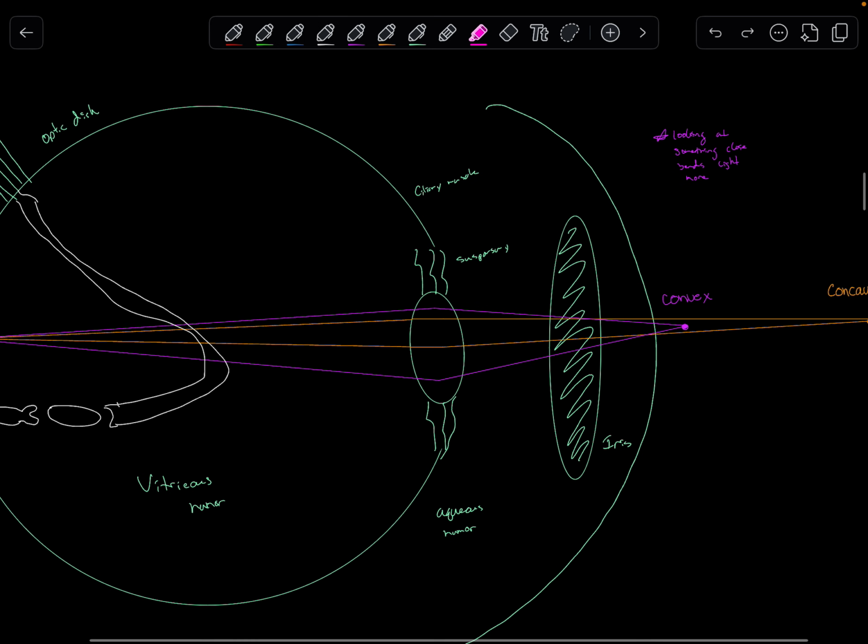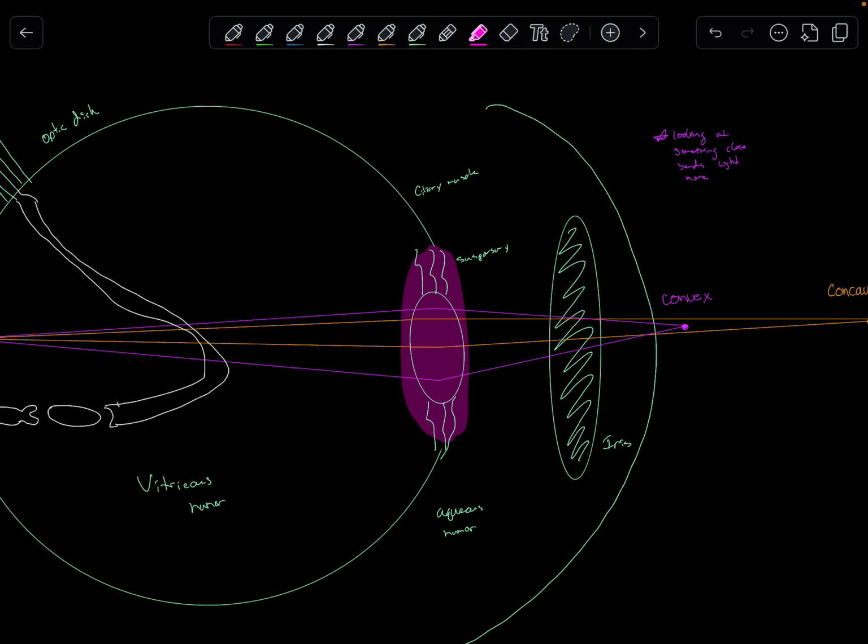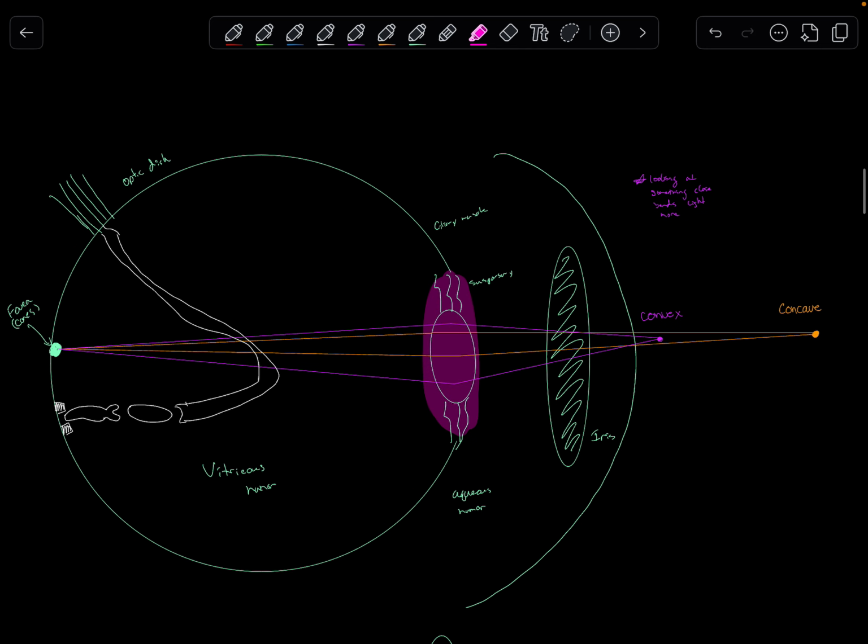We were just talking about this portion here. Okay, now when light comes in from far distance, it's going to hit the iris. Once it hits the iris, it's going to come to this point, and we're going to do some refracting. Since it's from a far distance, we don't have to do a ton of refracting in order to hit the focal point or the fovea.